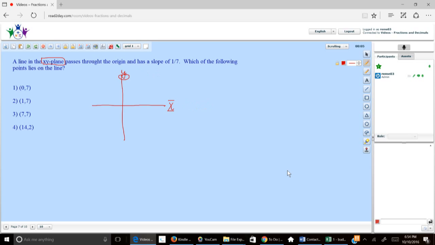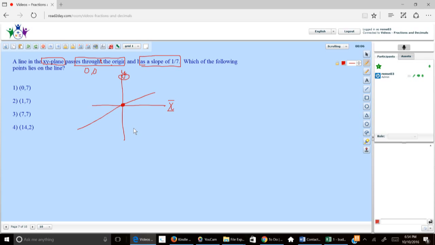So then, that's spelled wrong, through the origin. So it passes through the origin. That's the other thing that they're testing. Remember, the origin is 0, 0. So the line is going to go like this, passing through 0, 0. Okay, it didn't quite go through 0, 0, but let's just put that there. Okay, so n has a slope of 1/7.